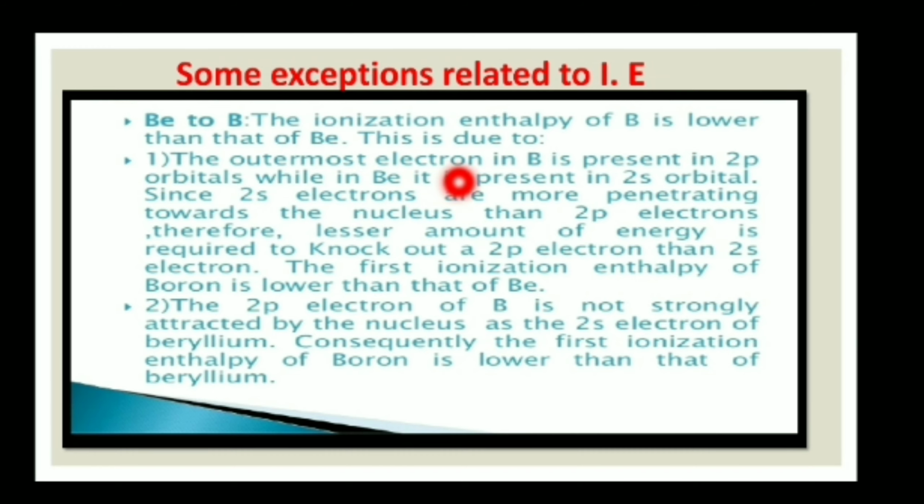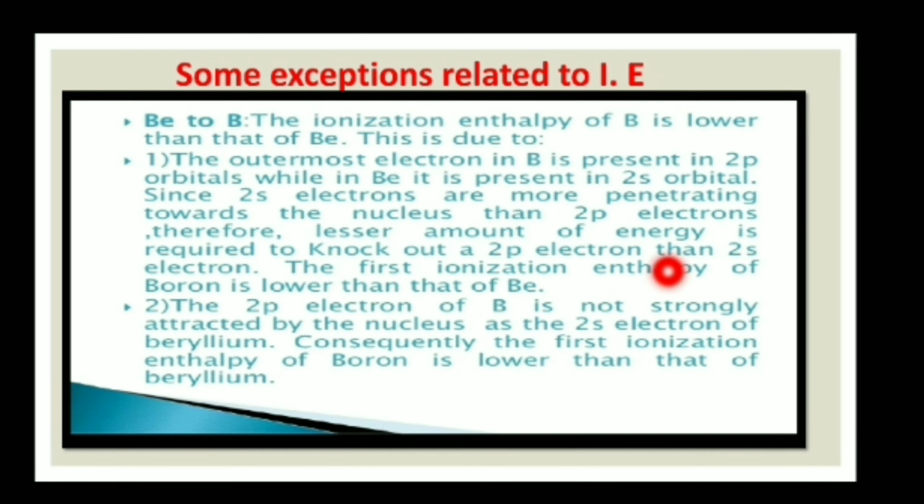The outermost electron in boron is present in the 2p orbital, while in beryllium it is present in the 2s orbital. Since 2s electrons are more penetrating towards the nucleus than 2p electrons, a lesser amount of energy is required to knock out the 2p electron than the 2s electron. So the first ionization enthalpy of boron is lower than that of beryllium.